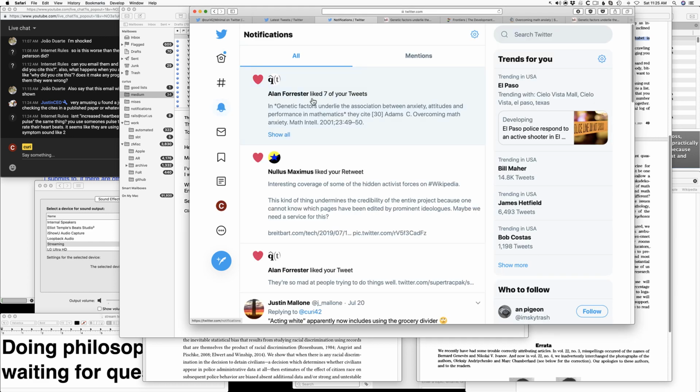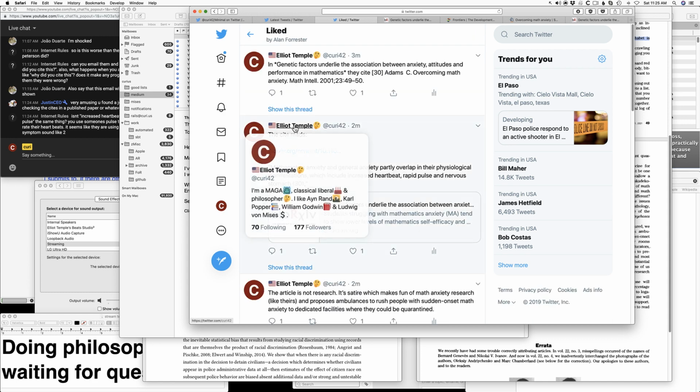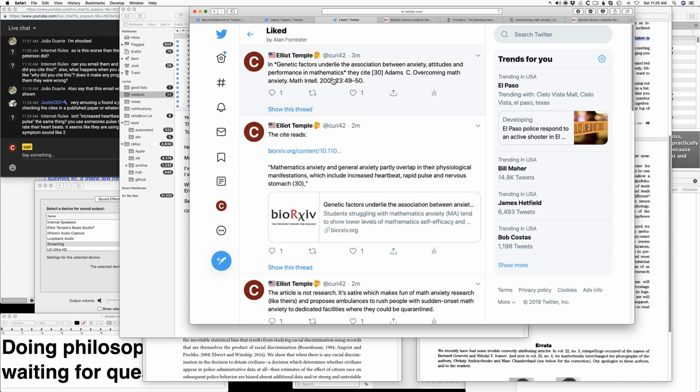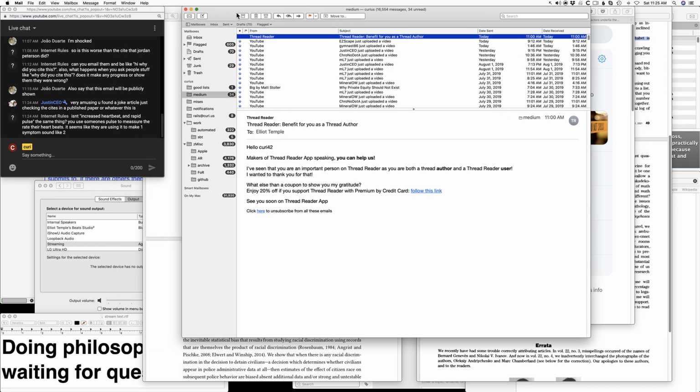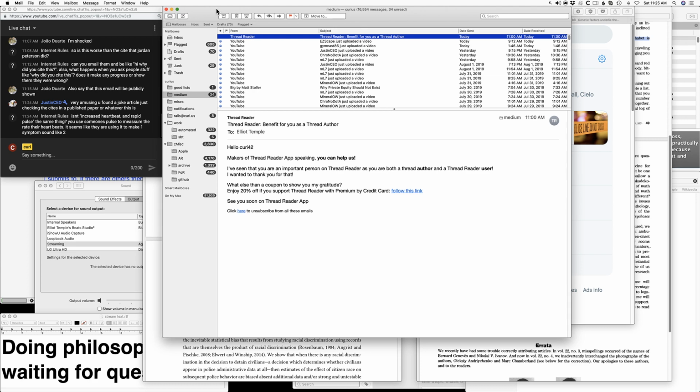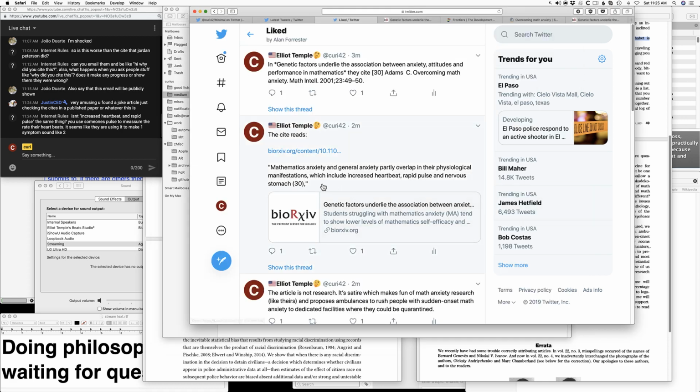Notification. Oh, Alan Forrester liked 7 of your tweets. By the way, Alan, why do you like stuff instead of retweeting it? Because retweets actually show it to people. I rarely like things on Twitter because I think it's kind of pointless. I use like as a bookmark. I think they added a bookmark feature, but I occasionally just like things if I think I might want to find them in the future.